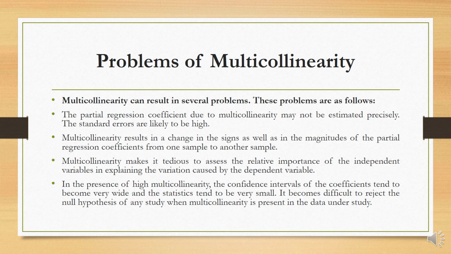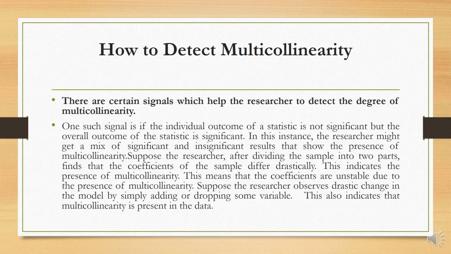In the presence of high multicollinearity, the confidence intervals of the coefficients tend to become very wide and the t-statistics tend to be very small. It becomes difficult to reject the null hypothesis of any study when the multicollinearity is present in the data under study. So how to detect the multicollinearity?